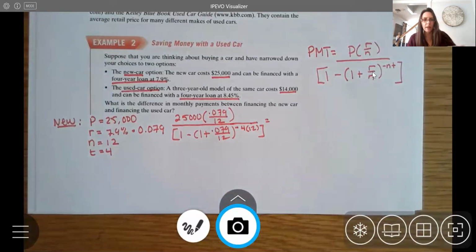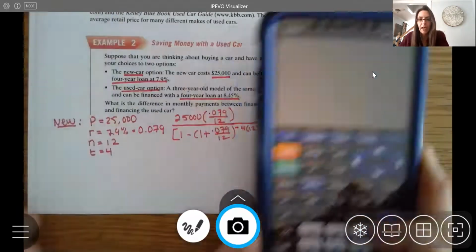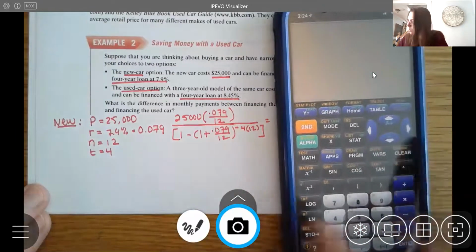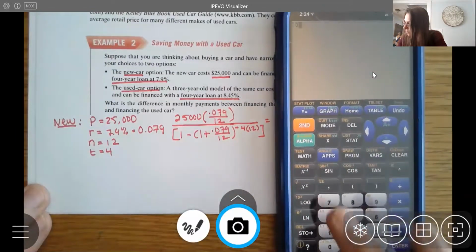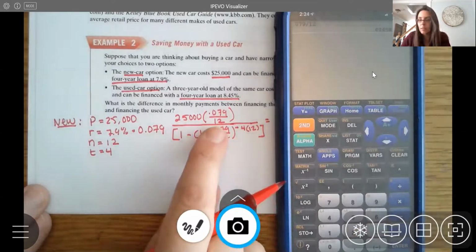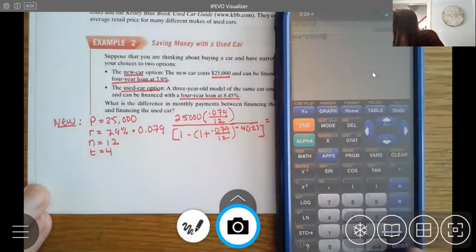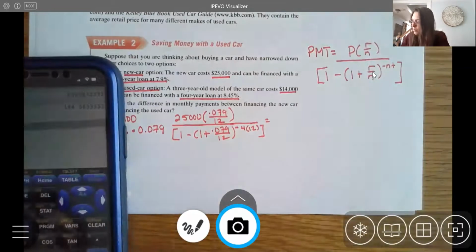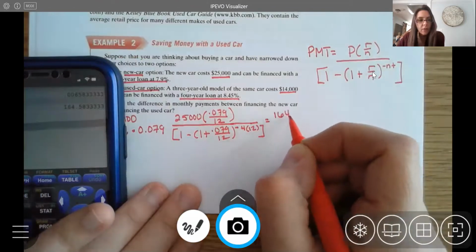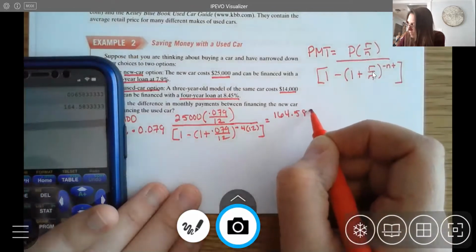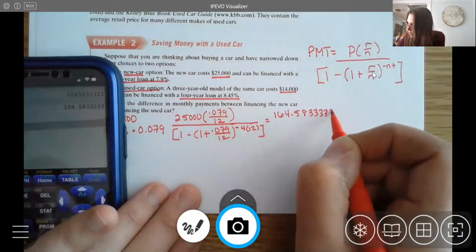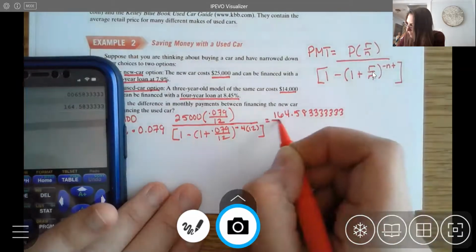All right, so let's do a little bit on the calculator this time. We'll kind of do it together. So what I would do is just clean this up a little bit. So for the numerator, I do that 0.079 divided by 12. I'm following PEMDAS here. I'm doing the parentheses first, and then I would multiply that by that 25,000. So for my numerator, I'm getting like 164.58333. So I'm just going to use a bunch of 3s here to be more accurate.